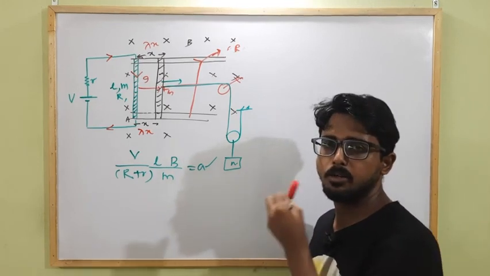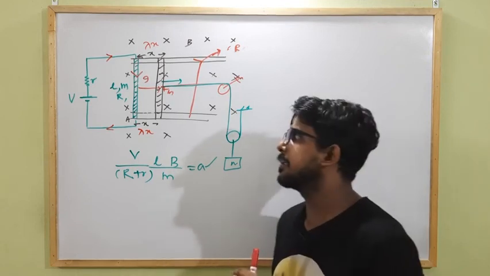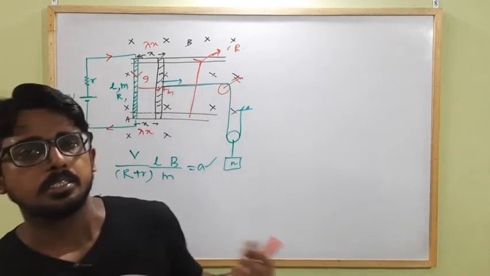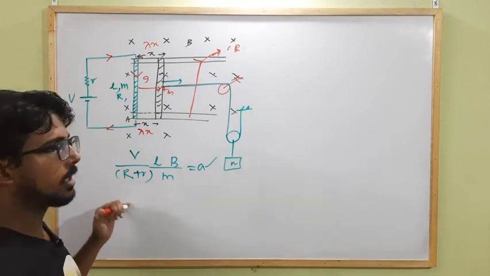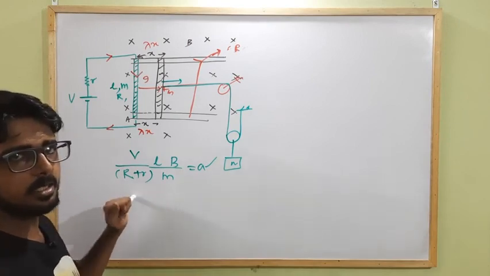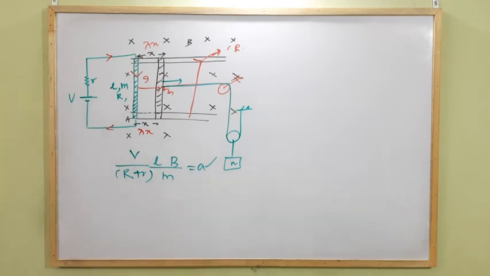on a current carrying conductor which is placed in an external magnetic field. Okay, so next we will solve some more numericals based upon torque acting on a loop placed in an external magnetic field and the Bohr magneton concept. Okay, thank you.